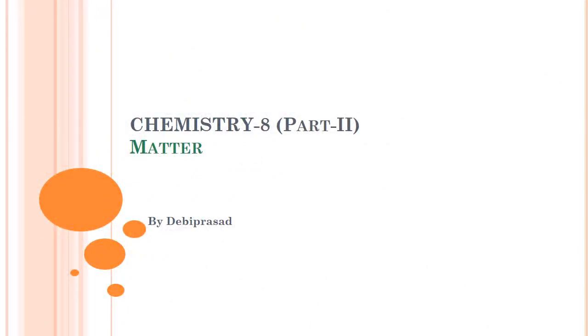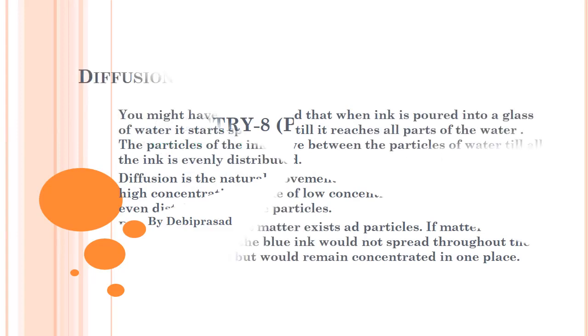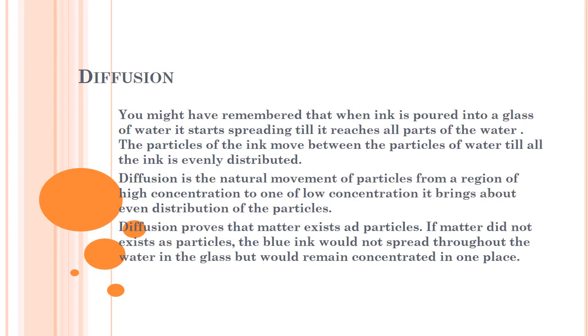Today, I will explain to you the rest part of the chapter Matter. Diffusion. You might remember that when ink is poured into a glass of water, it starts spreading till it reaches all parts of the water. The particles of the ink move between the particles of water till all the ink is evenly distributed.